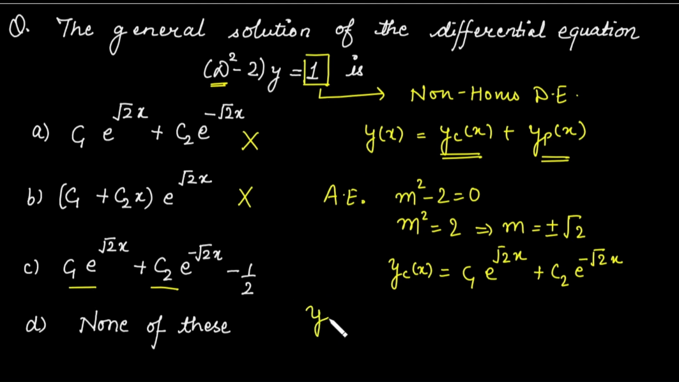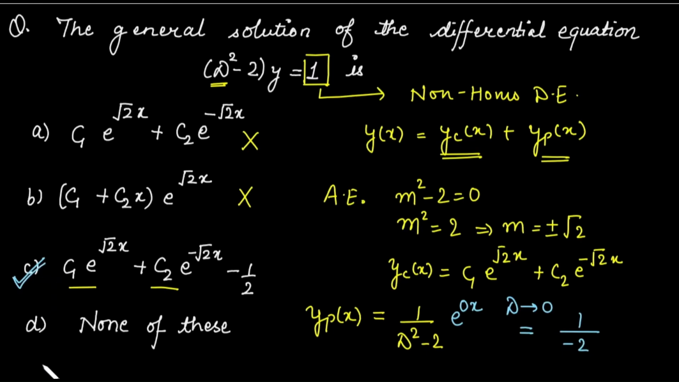So for that, we can write this as 1 upon d square minus 2 into 1. Whenever we have 1, we can convert it into the exponential form e raised to power 0x. In case of exponential, replace d by a, and what is a? The coefficient of x in this case, that is 0. Substitute d by 0. So in this case, the particular integral is 1 upon 0 minus 2, that is minus 1 by 2. So yes, we are getting the particular integral as minus 1 by 2, and hence C is the correct option.